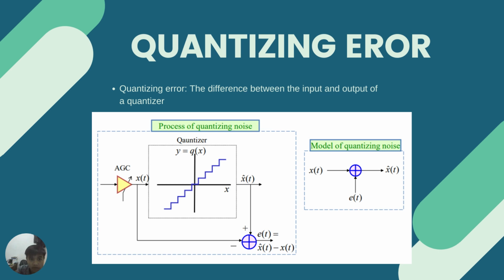Quantizing error is the difference between the input and output of the quantizer. So this is the important thing when we want to quantize some system that we want to convert to digital. We have to consider the quantizing error.